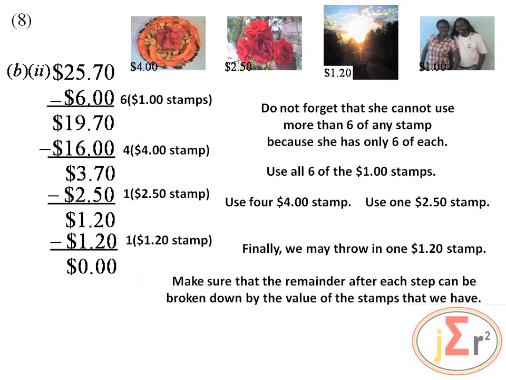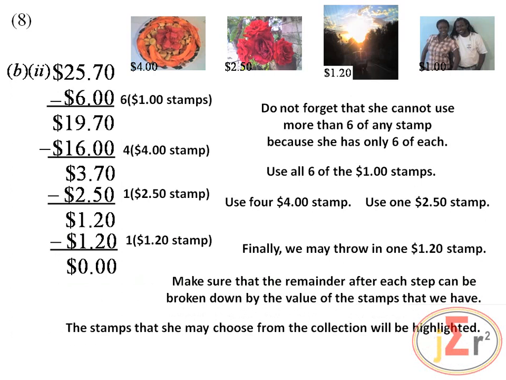Make sure that the remainder after each step can be broken down by the value of the stamps that we have. The stamps that she may choose from the collection will be that 6 $1 stamps, 4 $4 stamps, 1 $2.50 stamp, and 1 $1.20 stamp.